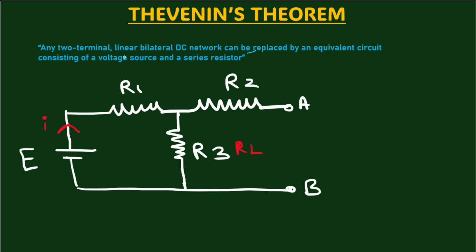So today we will be learning about Thevenin's theorem. It states that any two-terminal linear bilateral DC network can be replaced by an equivalent circuit consisting of a voltage source and a series resistor.